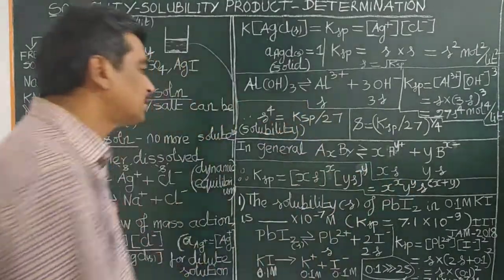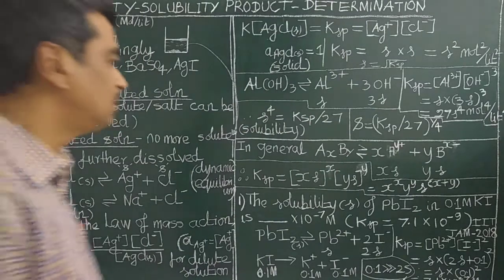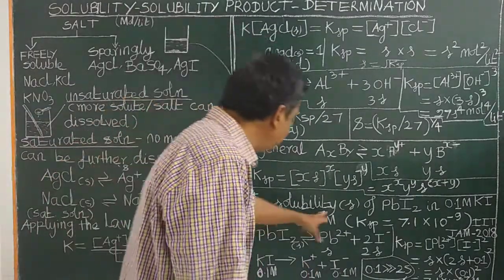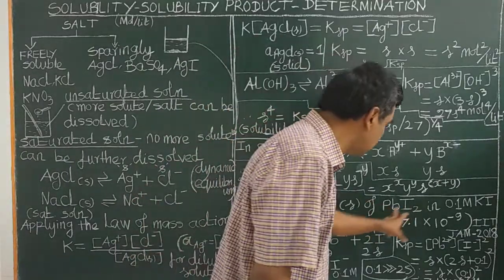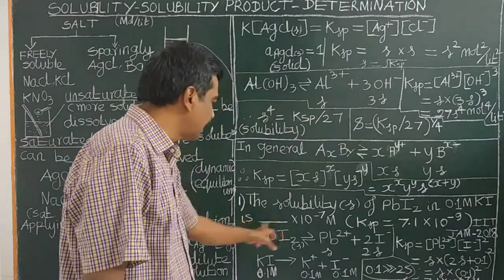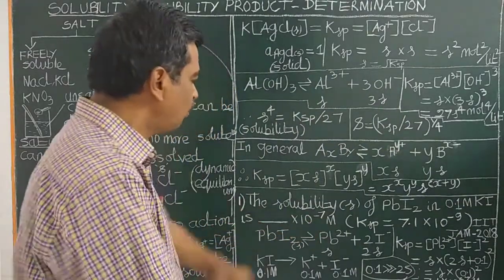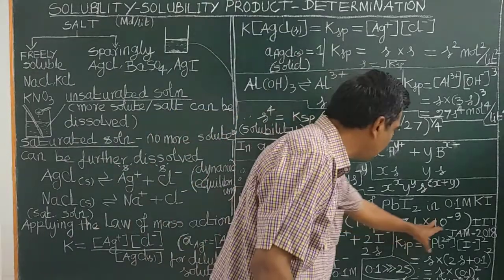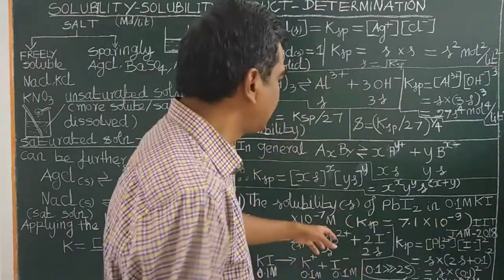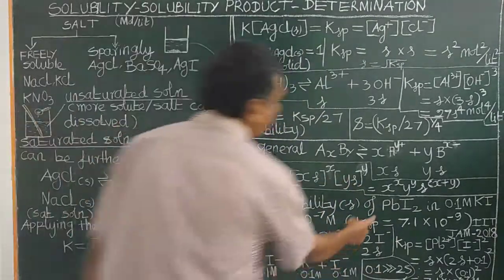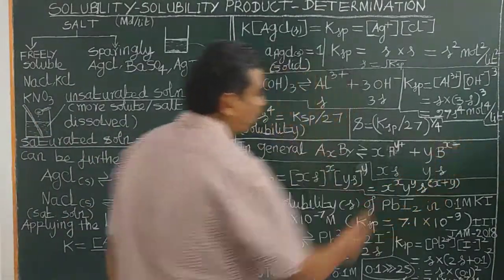Now let us see a problem asked in IIT JAM competitive examination. The solubility of lead iodide in 0.1 molar KI is dash into 10 power minus 7 moles per liter. You are given Ksp equal to 7.1 into 10 power minus 9, and you are asked to find the solubility of lead iodide in 0.1 molar KI.